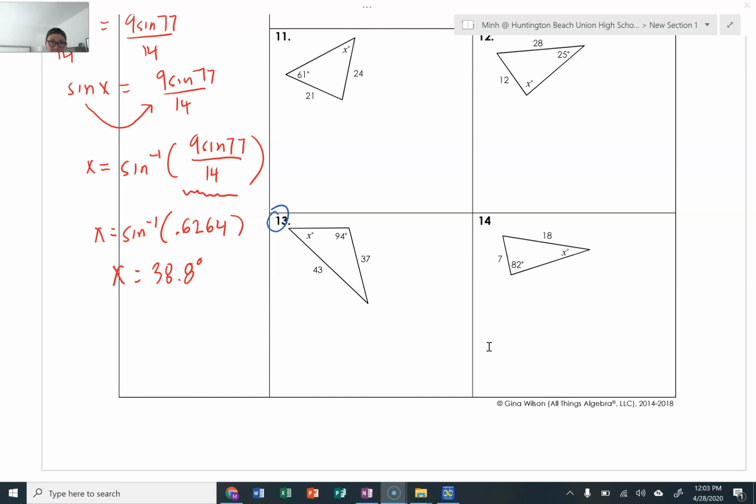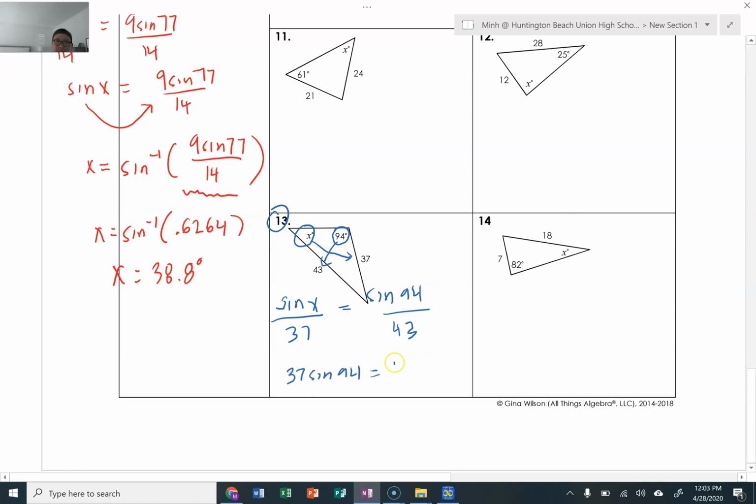For number 13, I'm solving for x that happens to be across from the 37. So that's sine of x over 37. And then the 94 is across from the 43, so that's sine of 94 over 43. If you have that set up, it's looking good so far. So again, cross multiply. That's going to be 37 sine 94. I'm purposely moving the x to the other side so you guys know it's the same exact process. Sine of x. And then the goal is to get x completely by itself.